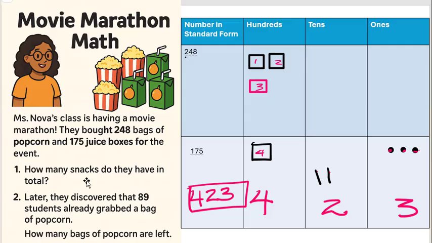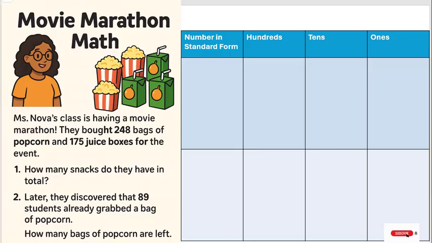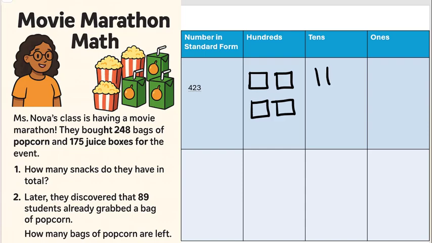Now, my next question is, it says later, they discovered that 89 students already grabbed a bag of popcorn. How many bags of popcorn are left? So, I'm going to take my 423 total that I have here. I'm going to represent 423 in base 10 blocks, which means I'm going to model that number with these pictures. 100, 200, 300, 400, and 1 ten, 2 tens, and then 3 ones. 1, 2, 3. My objective is to take away 89.